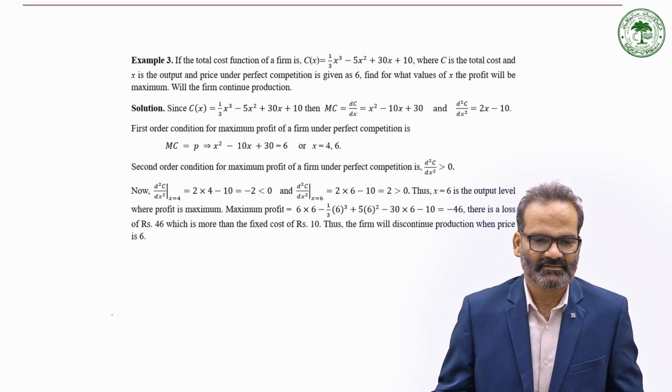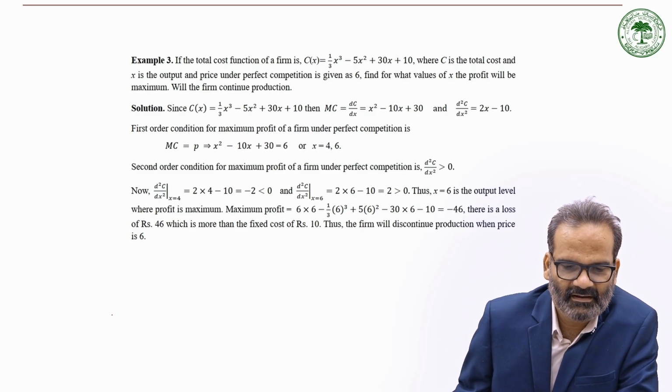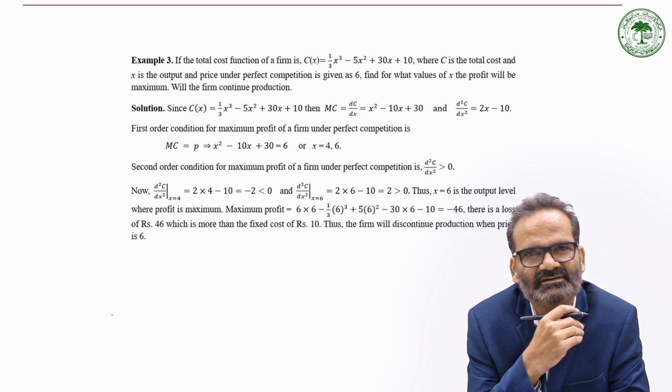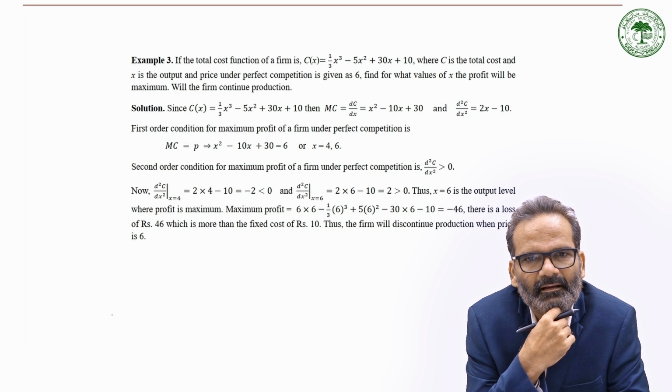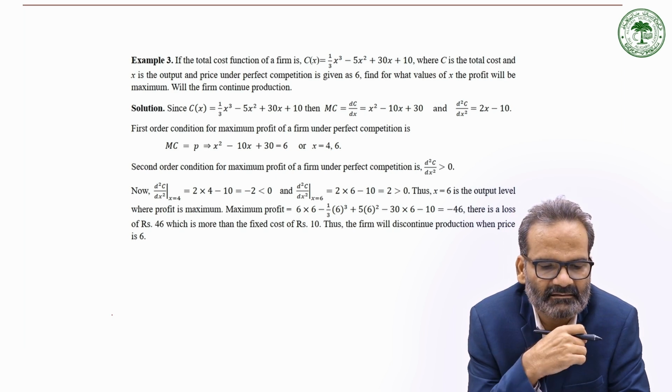Okay, students, welcome once again. So we were doing the profit function and solving one or two exercises based on the profit function. Now, in continuation, let us take this example.